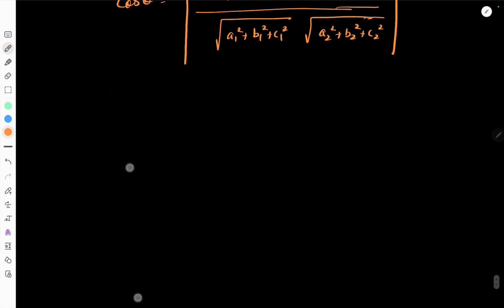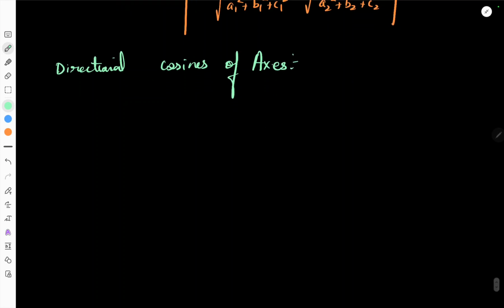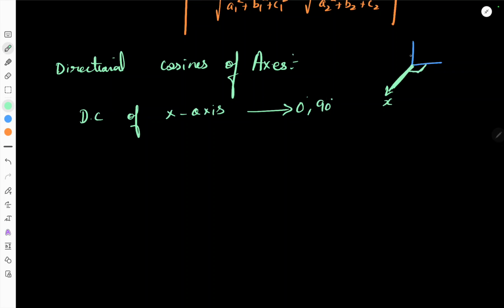So next, directional cosines of axis. If they are asking directional cosines of the x-axis, the angle this line makes from the positive direction of the x-axis is 0 degree, since it is on the x-axis itself. For the y-axis it is mutually perpendicular, which means 90 degree, and for the z-axis again it is 90 degree. So these are the angles: this is alpha, this is beta, and this is gamma.